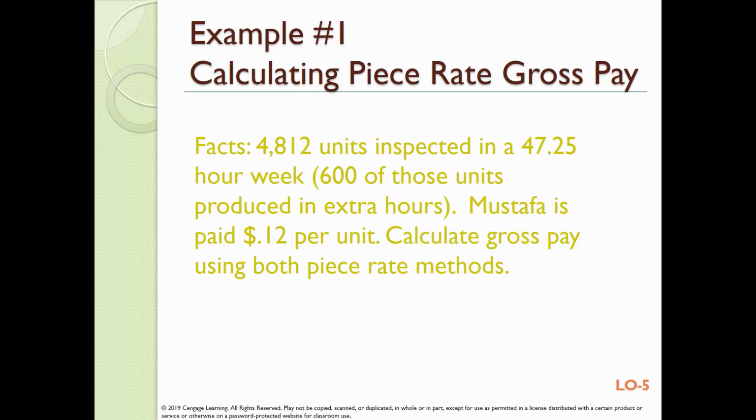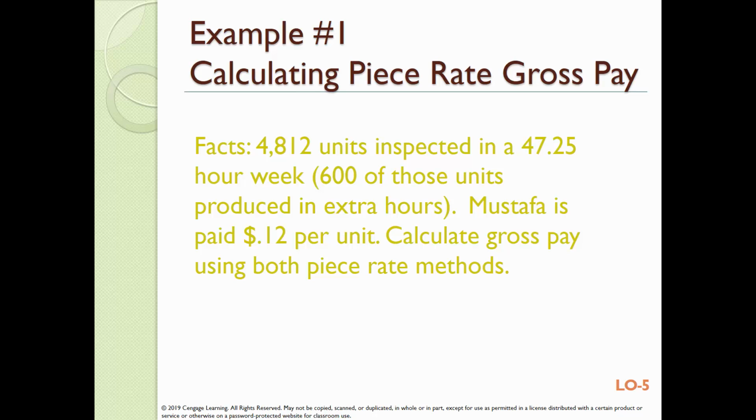And in 1 week, a 47 and a quarter hour work week, right? So I worked 7.25 hours of overtime. In a 47 and a quarter hour work week, I inspected 4,812 sheets of silicon. 600 of those sheets were inspected in the last 7.25 hours, in the extra hours. So the other 4,212 were inspected in the first 40 hours. And Mustafa is paid 12 cents per silicon sheet, and we're going to calculate it according to the two methods.